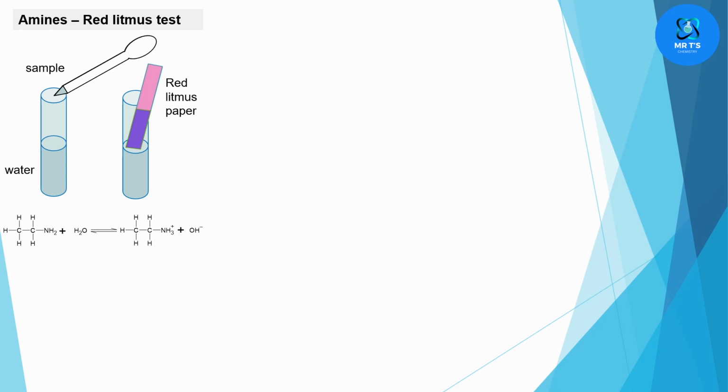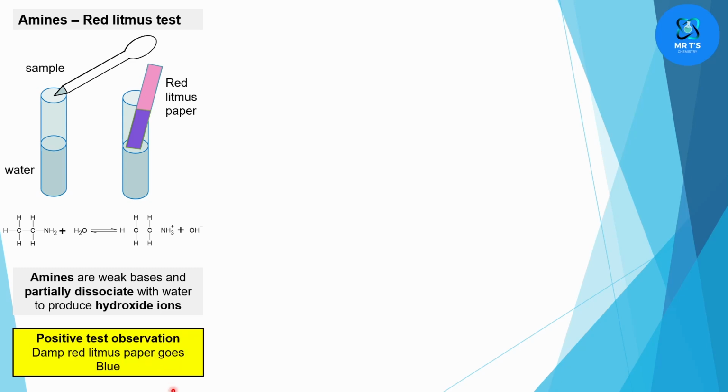Now the reason that worked is because when we added the water to the amine, the water donated a proton to become a hydroxide ion, and the hydroxide ion will react with the litmus paper to make it turn blue. Now, amines are weak bases, partially dissociate, produce hydroxide ions. The observation we're looking for here is damp red litmus paper turns blue.